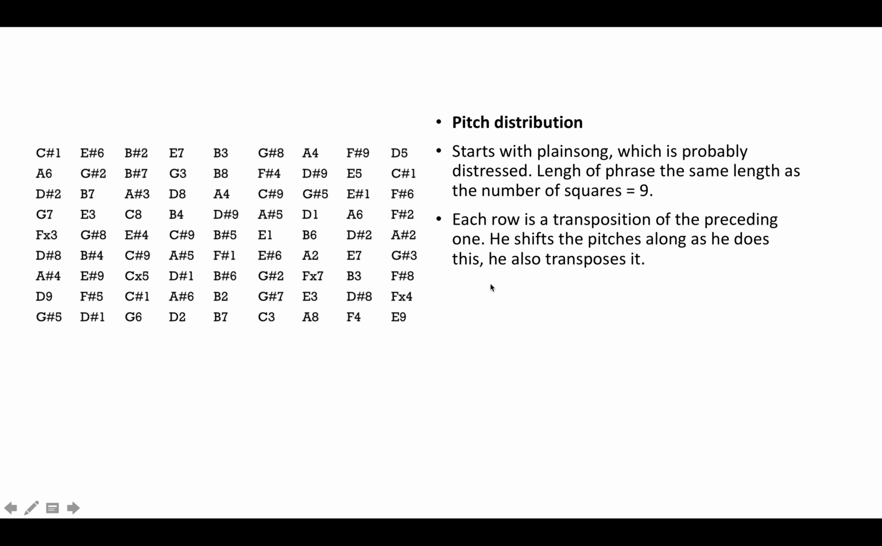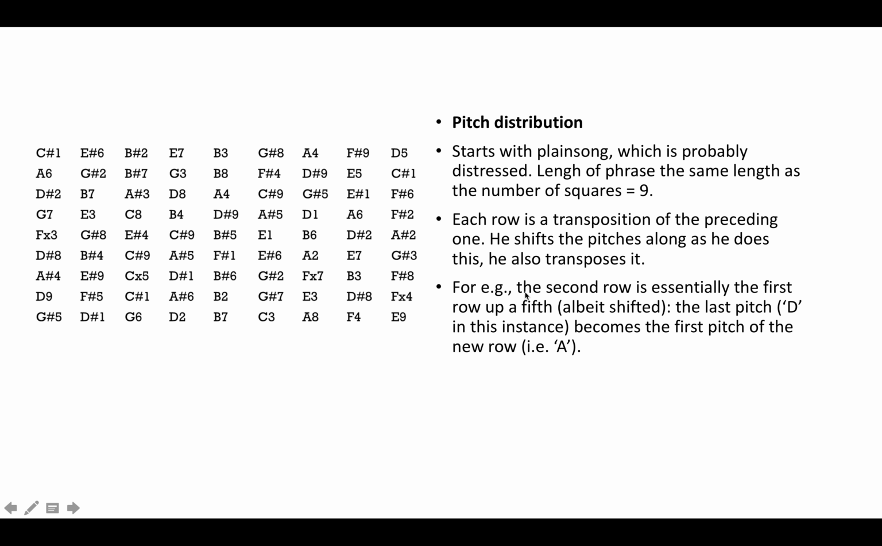So each row, like with the numbers, is a transposition or a displacing of the previous one. Maxwell Davies shifts the pitches as well as transposing them. So I'll just explain that briefly to you.